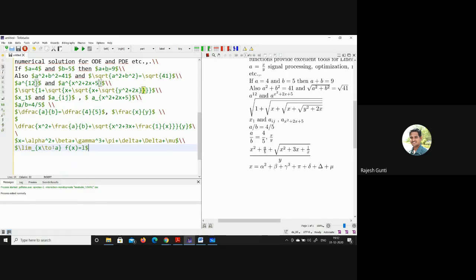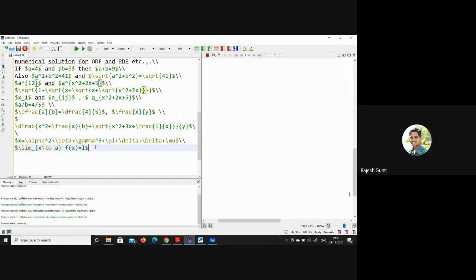That's why I told you it is difficult to learn LaTeX. You have to remember some commands one by one, so many. You see this: limit x tends to a, f of x is equal to L. But this x tends to a came here. I want to write this x tends to a below the limit. How to do this? There is another command for that, so I will tell you.